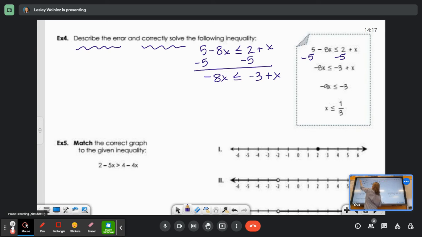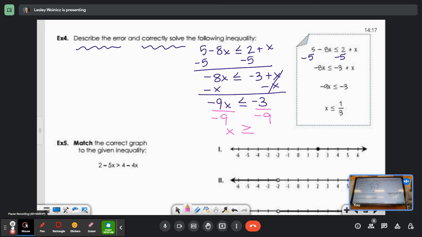Now, how did they get rid of that x? They subtracted it from both sides. These cancel. What does this give us? Negative 9x is less than or equal to negative 3. Now you have to divide. What am I dividing by? A negative number. So what do I need to remember to do? Flip. So I'm going to flip my inequality symbol.